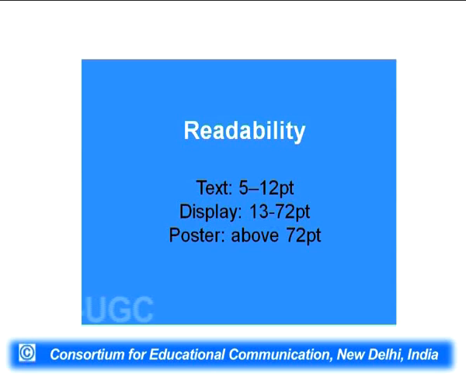The third category of the types we read is the poster type. This category of type is above 72 point. Any type size you can take as a type, it is a poster type. That means poster types are not measured by the unit of pica scale.